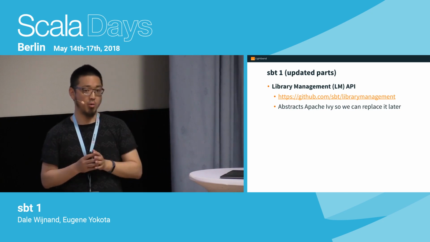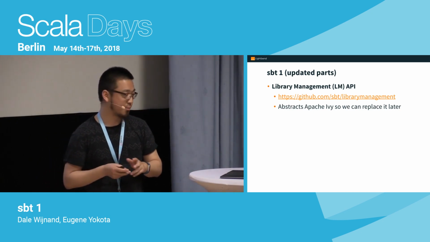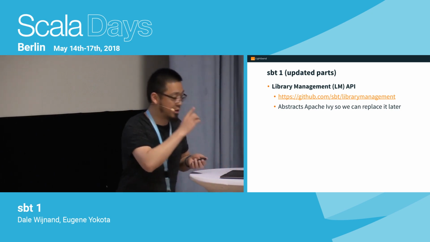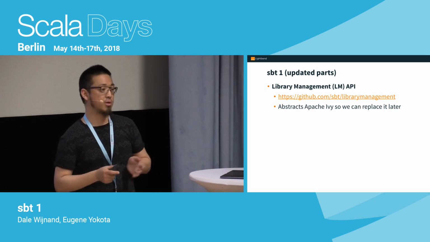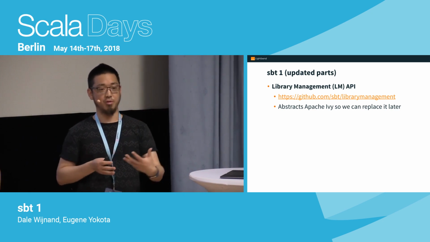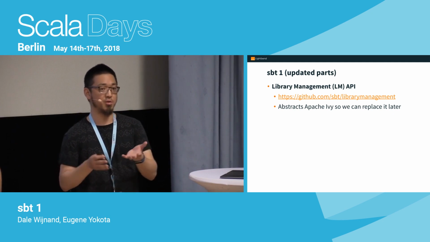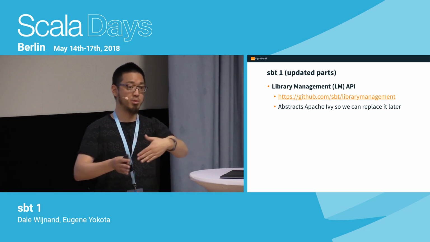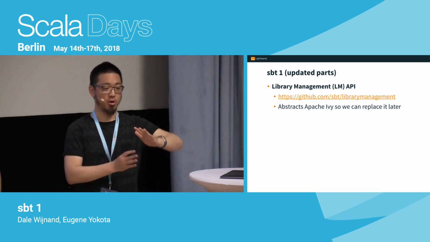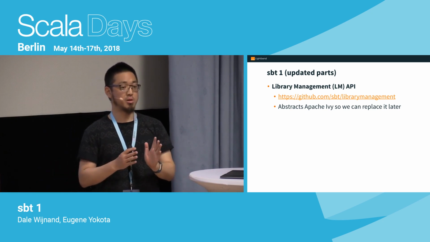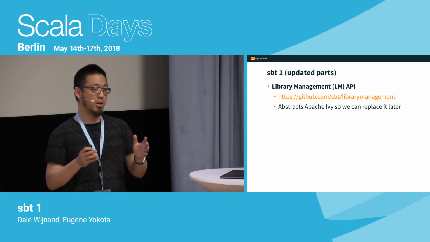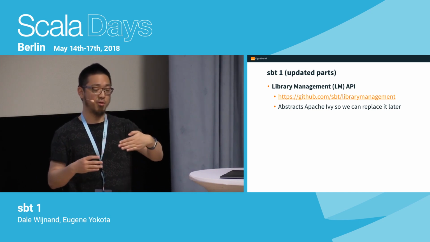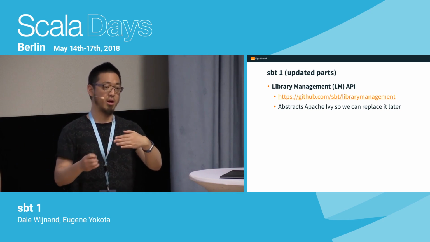Another thing that we wanted to abstract out as another module is the LM, or library management. One of the things we hear a lot is that Ivy is really slow, and then there is Coursier, right? We knew that going into SBT 1, but we weren't really sure if we could make this jump immediately. So what I did in the LM is create an abstraction layer so that there is zero reference to Ivy itself in SBT 1.